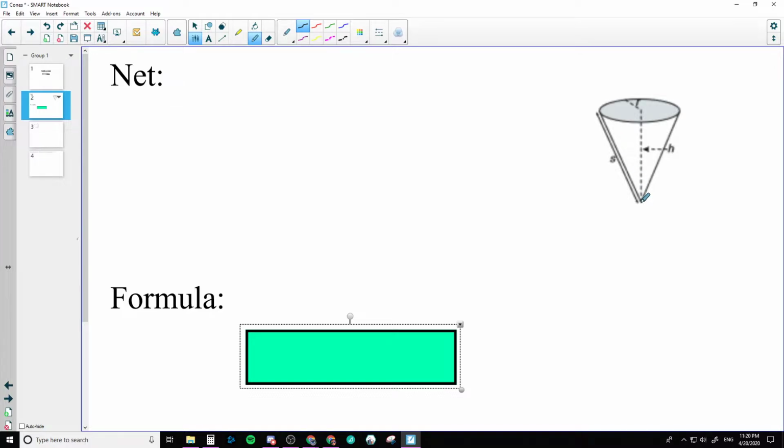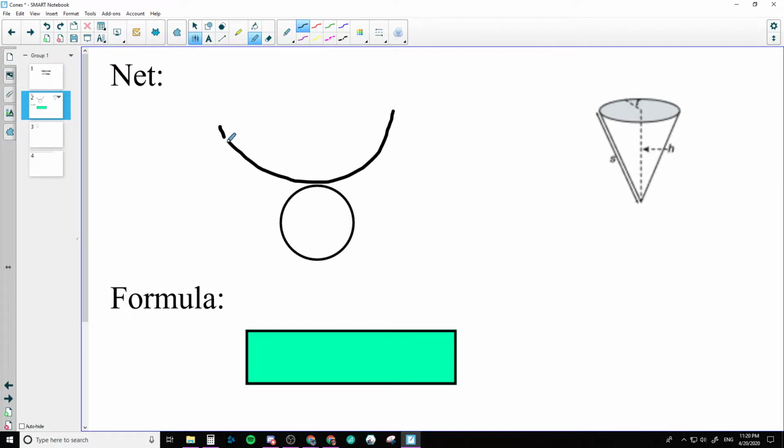Okay, so what a net for this shape looks like, and this is going to be a rough drawing of what a net looks like for a cone, but you end up with essentially a quarter of a circle connected to this little circle down here. So this is what the net looks like.